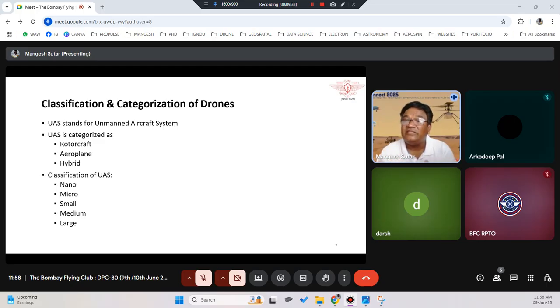So we are classifying the drones with respect to the weight. Nano class is less than 250 grams. Micro is more than 250 grams but less than 2 kg. Small is more than 2 kg, less than 25 kg. Medium is more than 25 kg, less than 150 kg. And large is more than 150 kg. That is how you classify your unmanned aircraft system with respect to Drone Rules 2021. So we have 5 classes: nano, micro, small, medium and large.